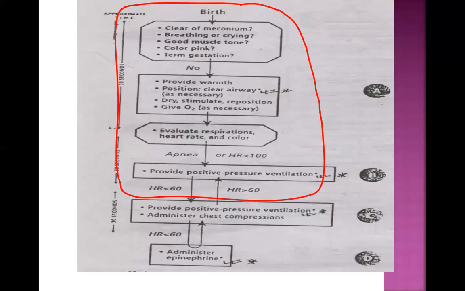Now, if something is wrong, then I have to go to the second step. After 30 seconds, I need to do all those things and go to the second step. Provide warmth, position the baby, dry and stimulate the baby just by touching, and give oxygen as necessary. Oxygen may not be necessary for all the babies here. After that, you evaluate the respiration, whether it has come back, what the heart rate is, and what the color of the baby is, and you decide accordingly. If the baby is still not breathing, you definitely go for positive pressure ventilation, which is done by ambu bagging. And if the heart rate is less than 100, then also you go for positive pressure ventilation.